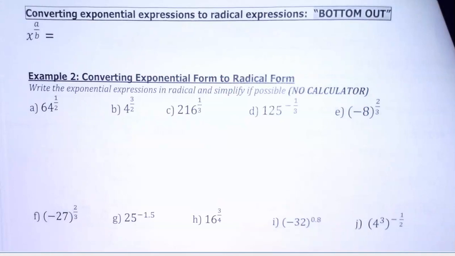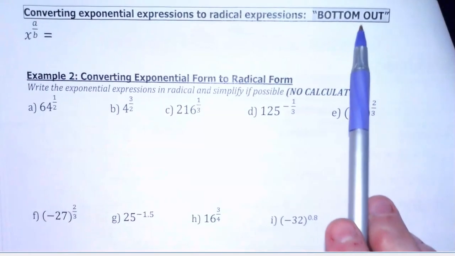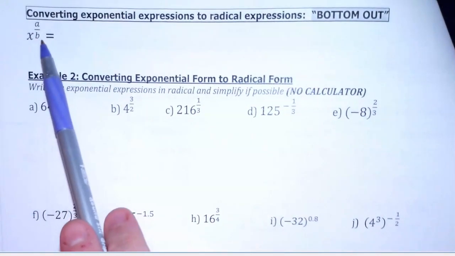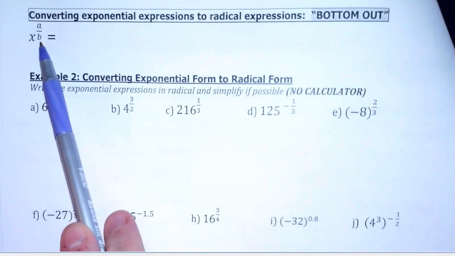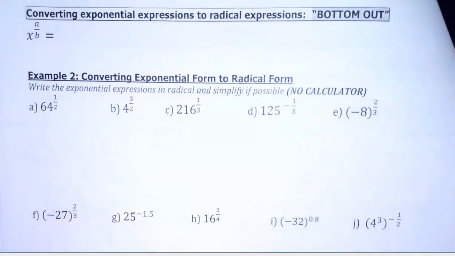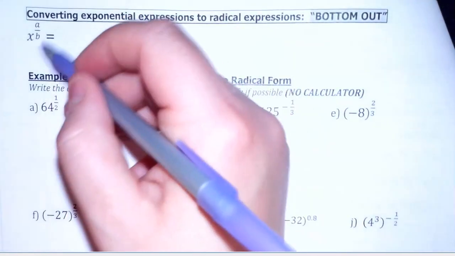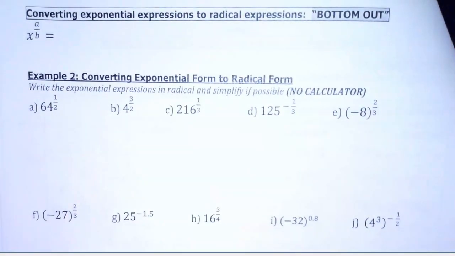All right, and another major component of this is going to go along with my second example here, and it's going to be related to my definition at the top. So we're going to convert what's called exponential form, because I have an exponent, into radical form to help us simplify these expressions, and I was talking about this a little bit at the beginning. I call this bottom out, and the reason for that is the denominator of your fraction is going to be the index of a root. So let me show you how this works. This is exponential form because I have an exponent. Radical form is going to have a root, like a square root or a cube root of something like that.